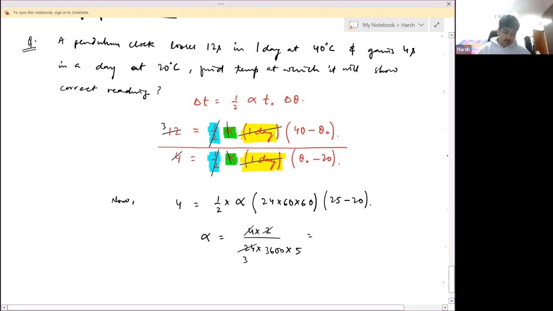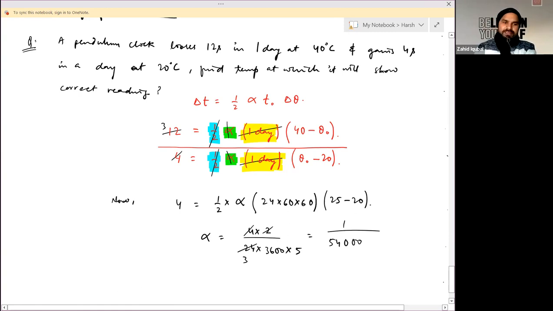So 2 into 4 is 8, into 3 times it will be 24. And 3 into 5 is 15, or simply 36 into 5 is 180, multiplied by 3. So it will be 1 divided by 54000. Just simplify this, you'll get alpha. So alpha equals 1 divided by 54000, or 1.85 into 10 to the power minus 5 per Kelvin or per Celsius.